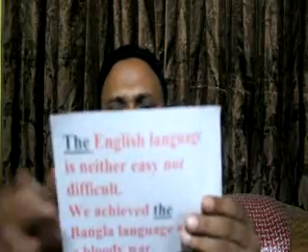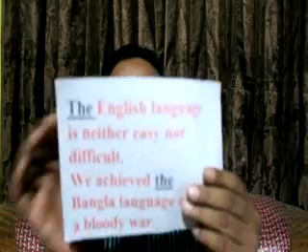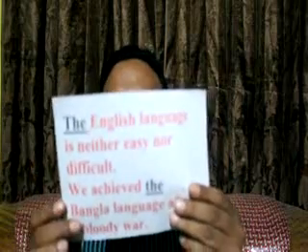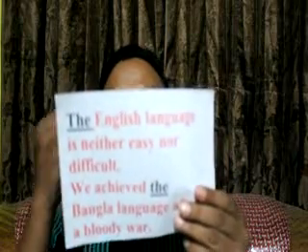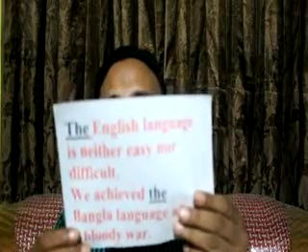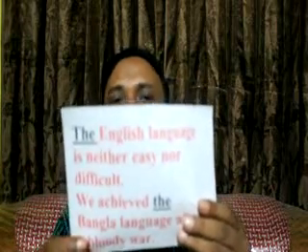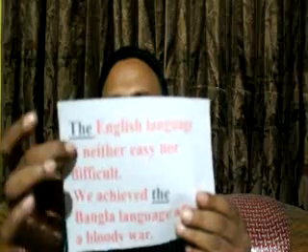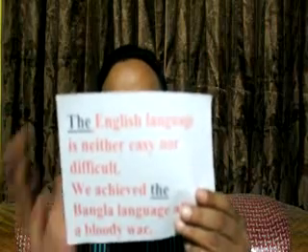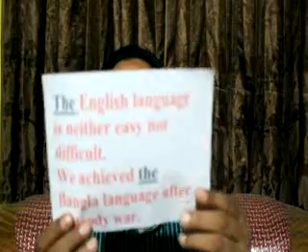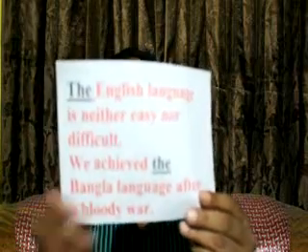The English language is neither easy nor difficult. Here we all know that English has been used as the name of a language, and the word language has been placed after the word English. So we should use the definite article before English. Next example, we have the Bangla language. Here the same thing happens as in the last example.